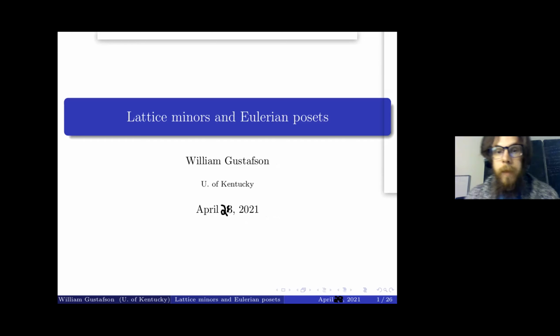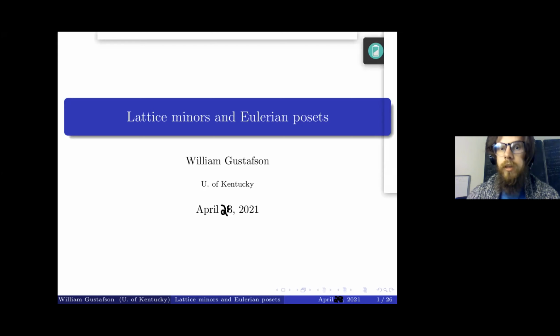Thank you. Okay, so the main goal of this talk here is to introduce the definition of deletion and contraction on lattices, which will in some sense generalize deletion and contraction on graphs. And then from this notion of deletion and contraction, I'll define a poset of minors for any lattice. And then I'll give a construction which shows that these posets are Eulerian and that they have nice topology.